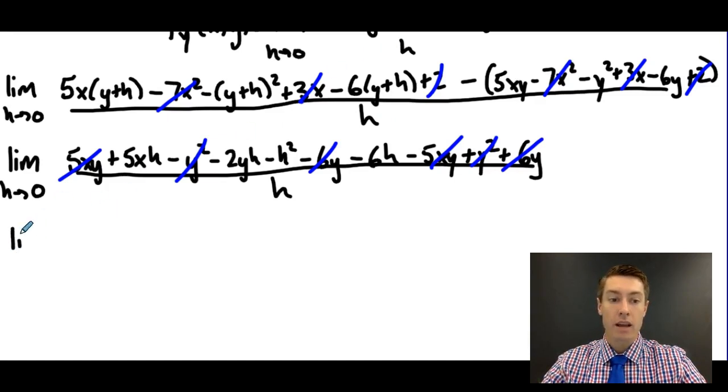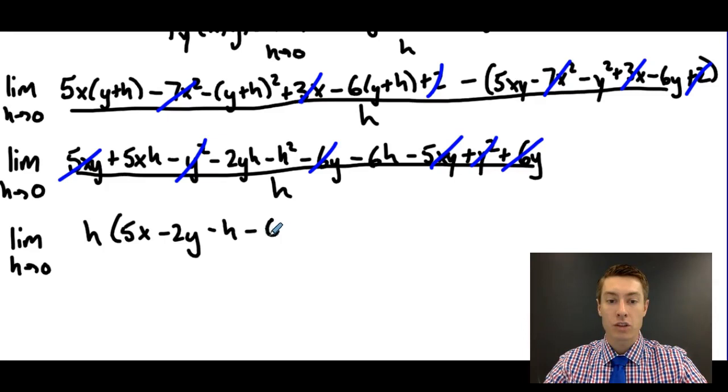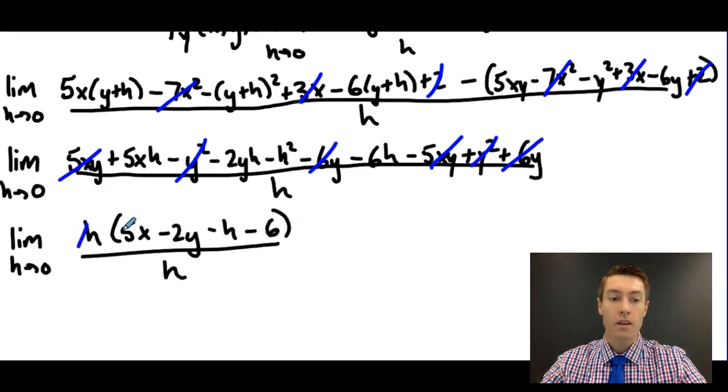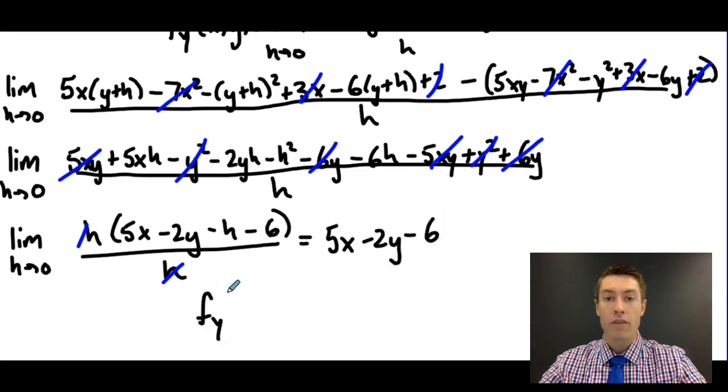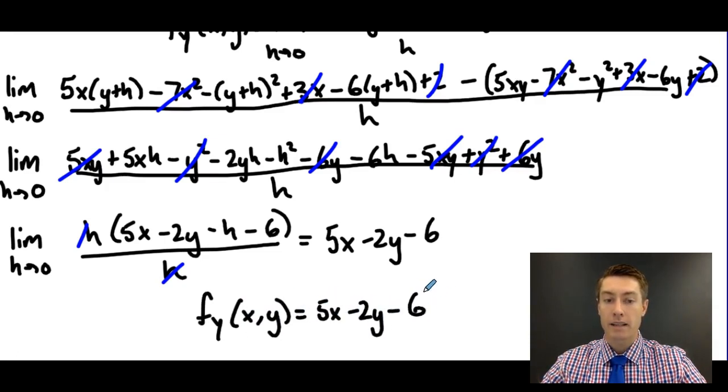We can factor out an h from the terms that are left. So we have the limit as h approaches 0 of h times 5x minus 2y minus h minus 6 all over h. The h's simplify, and we can take the limit as h approaches 0 now. So we have 5x minus 2y minus 6. So the partial of f with respect to y is the function 5x minus 2y minus 6.